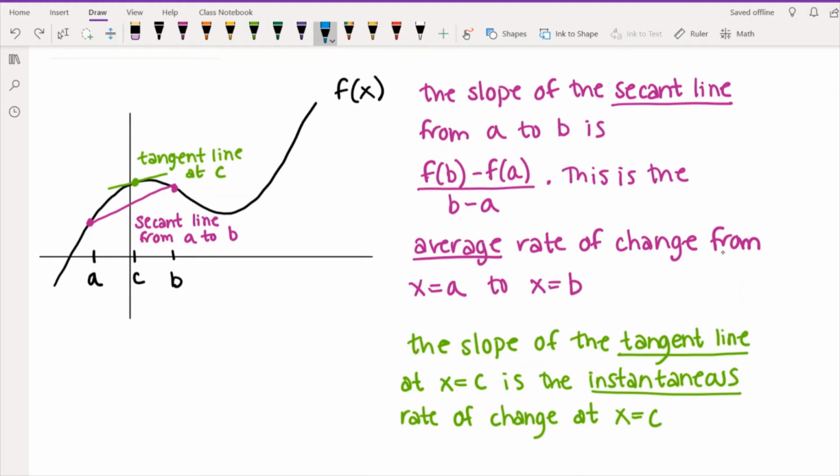So, maybe you averaged 40 miles per hour over a certain time range. What would the instantaneous rate of change tell you? That would tell you at a particular time exactly how fast you're going. So you might have a trip where you're averaging 40 miles an hour, but maybe at one moment in your trip you're going 30 miles an hour, and at another moment you're going 52 miles an hour.